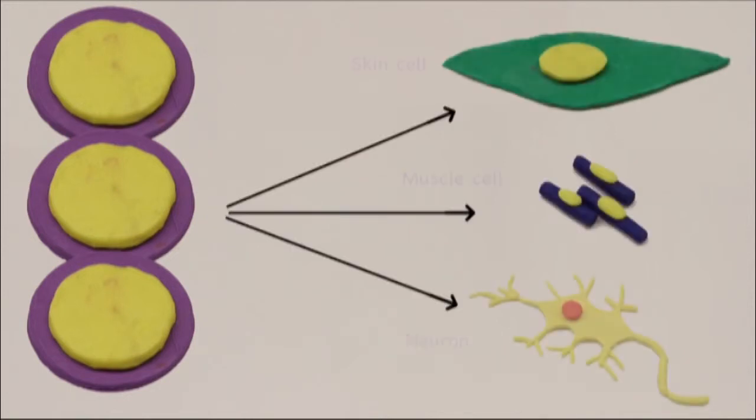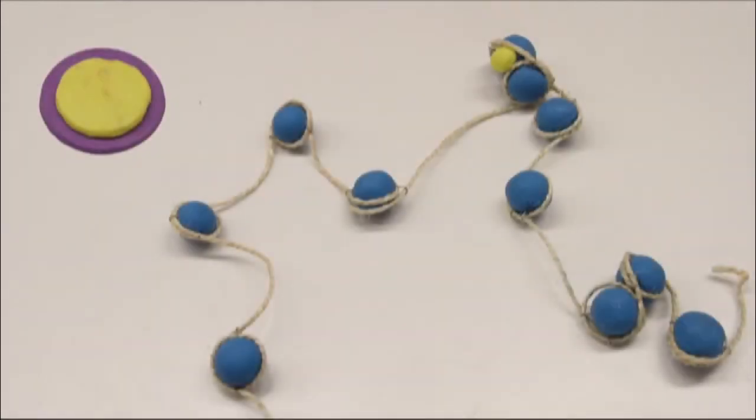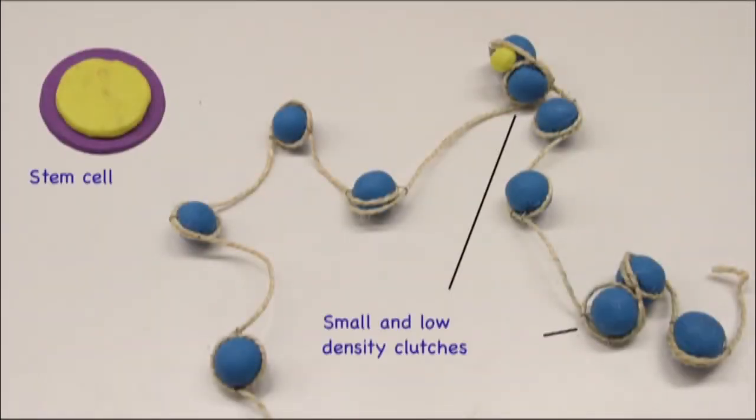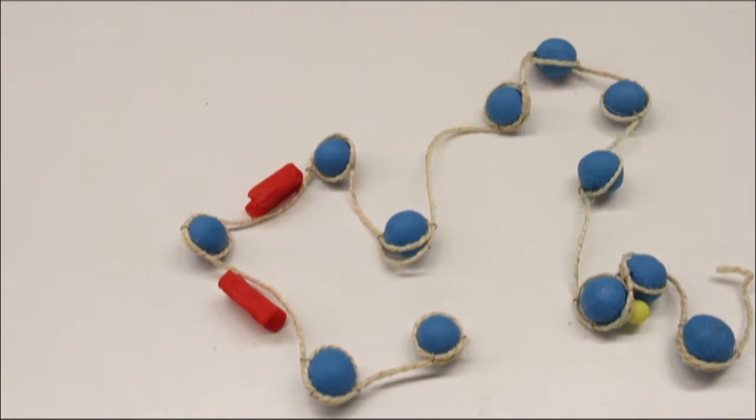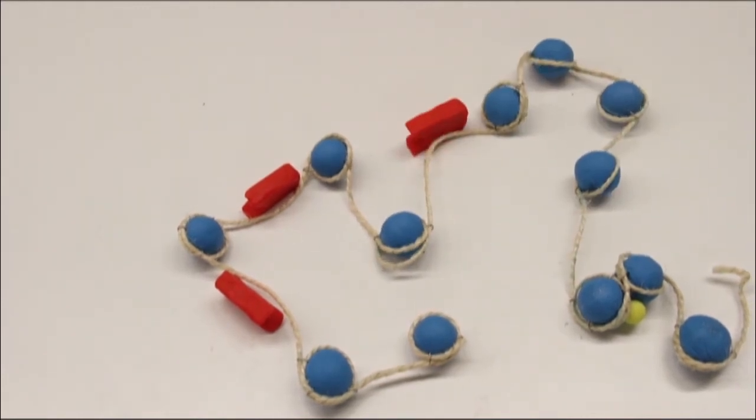Stem cells are undifferentiated cells that are able to self-renew indefinitely, with the potential to differentiate into all the cell types of the body. We found that chromatin fiber in embryonic stem cells is mainly formed by small and low-density clutches. Their genetic code in this way is easily accessible to many transcription factors and RNA polymerase II.